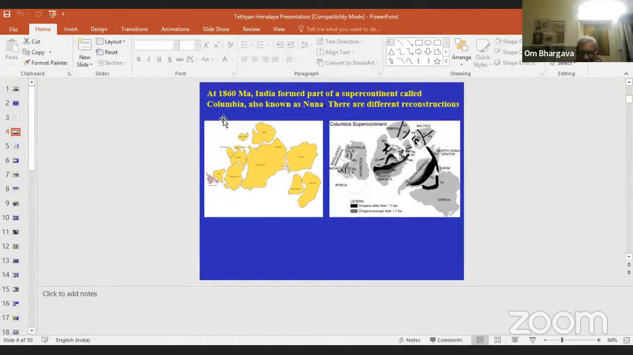Now at 1800 million years, India formed part of a supercontinent called Columbia. People also call it Nuna. But it is done on the basis of paleomagnetic remnants, and so all the information is not properly available. It's available in parts. There are different reconstructions. You can see two of them here. And this was 1860 million years.